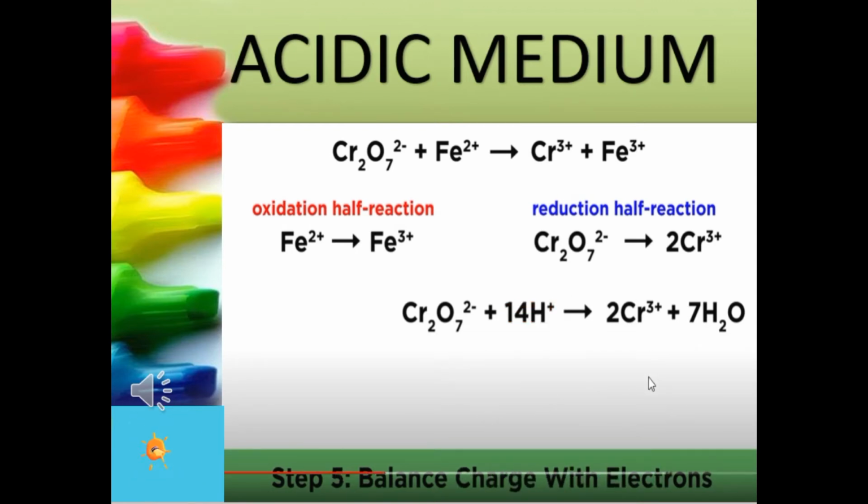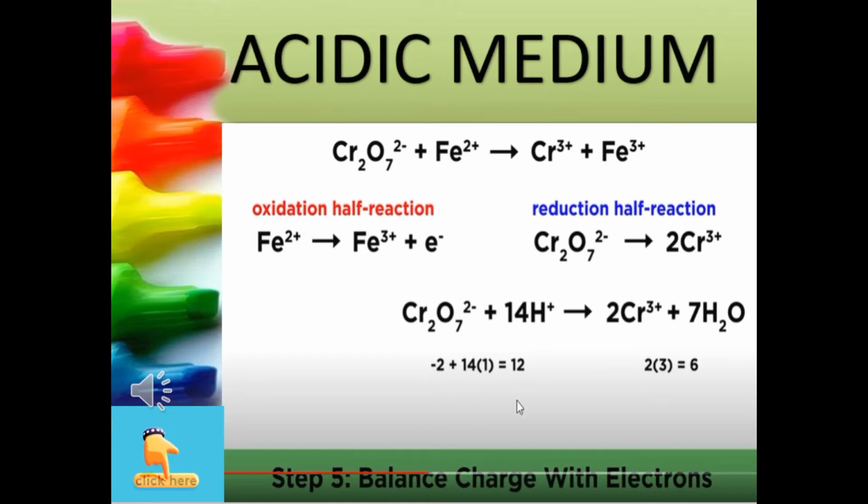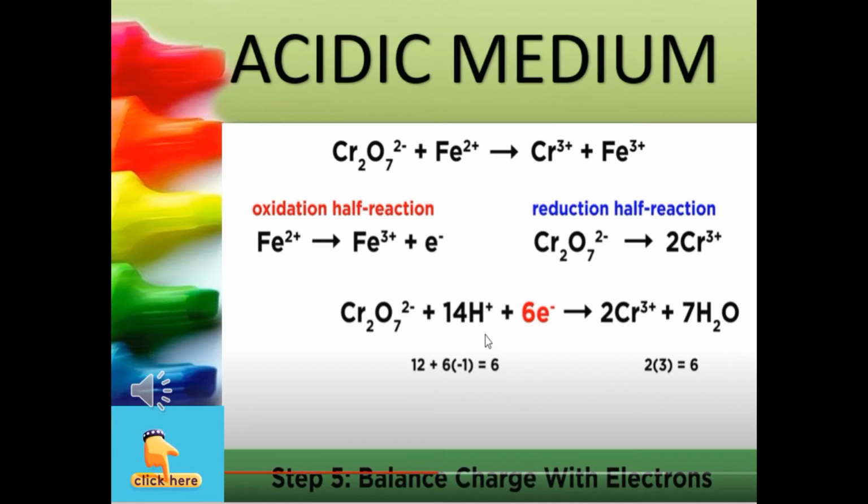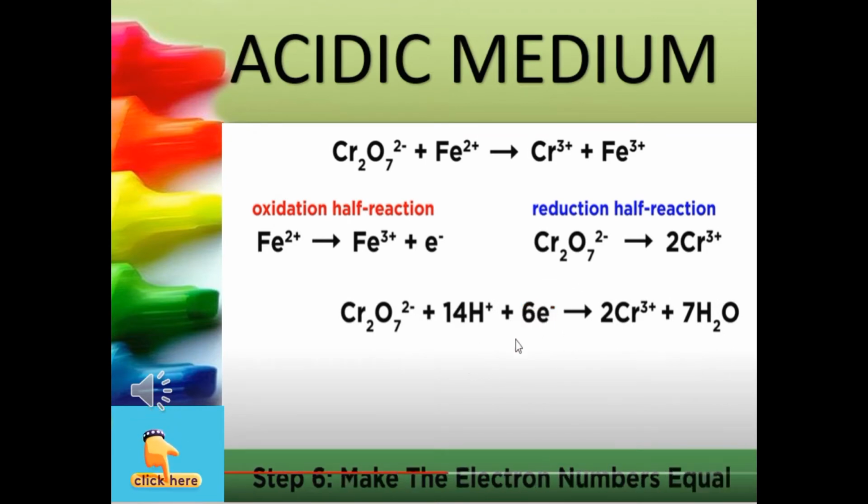Now we can balance the electrical charge for each half reaction by adding electrons. In the oxidation, in order for iron 2+ to become iron 3+, it must lose an electron. So there must be 1 electron as a product here. For the reduction, it's a little trickier. We have 2- on the dichromate and 14 H+ for a total of 12+ on the left. On the right, we have 2 chromium 3+ ions for a total of 6+. In order to balance this, we will need 6 electrons on the left to bring the charge down to 6+ and balance the charge.